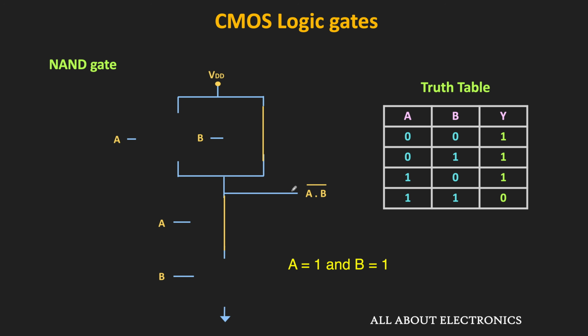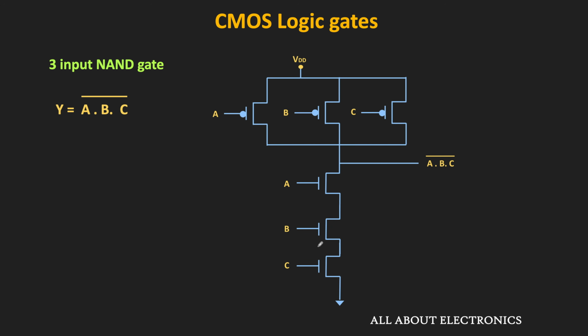Lastly, when both A and B are 1, both PMOS transistors will remain in the off condition. On the other hand, both NMOS transistors will remain in the on condition. Since both NMOS are on, the output will get connected to the ground. That means in this case, the output of the NAND gate is equal to logic 0. So in this way, this CMOS based implementation will work as a 2-input NAND gate. Similarly, we can also implement the 3-input NAND gate.